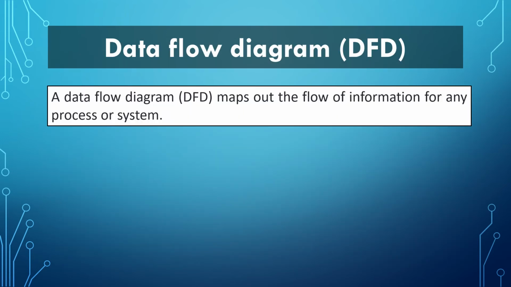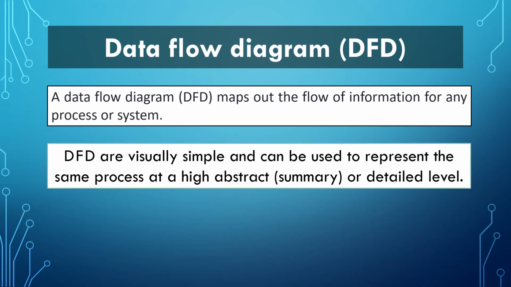The data flow diagram, DFD, maps out the flow of information for either a system or a process. So it can be used to visualize the data, either for processing purposes or for the system in any organization. DFDs are visually simple and can be used to represent the same process at high abstract summary or detailed levels. We will have some examples of this when we discuss in the class.